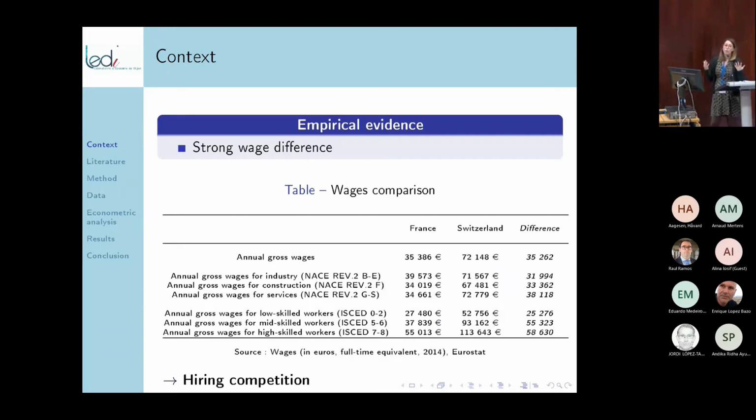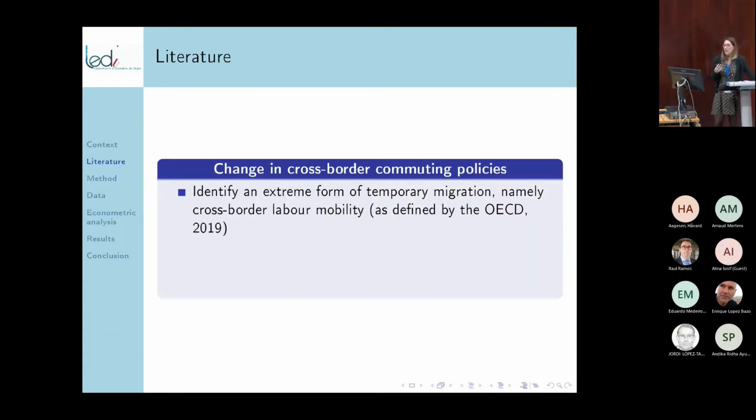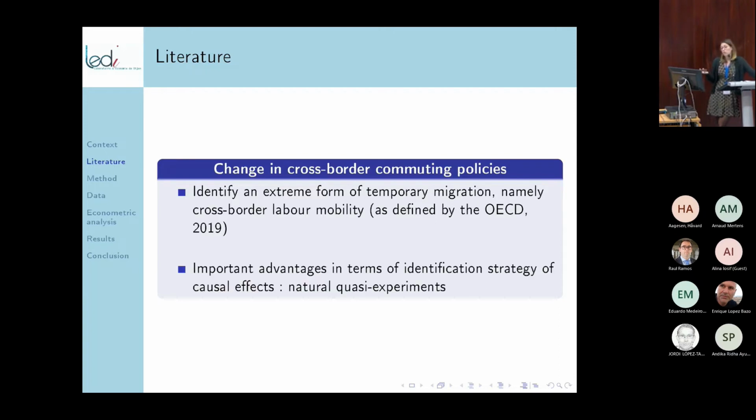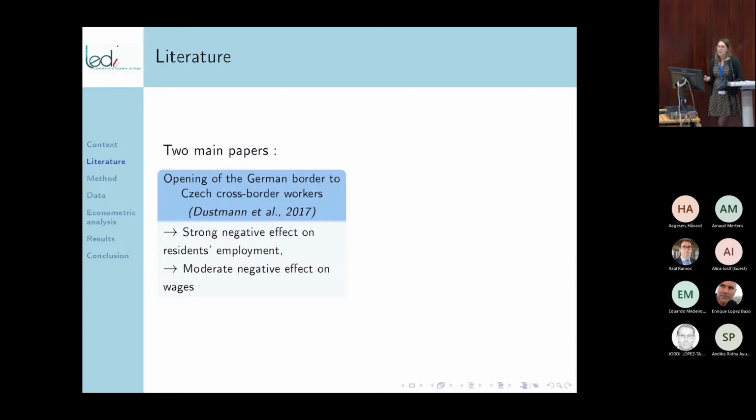So after presenting some empirical evidence, now let's talk about the literature. Recently, some papers explored the change in cross-border commuting policy that allows, first, to identify an extreme form of temporary migration, namely cross-border labor mobility, as defined by the OECD. And second, it has a really important advantage in terms of identification strategy of causal effect, as it becomes possible to use natural quasi-experiments. Therefore, 2 main papers use this change in cross-border commuting policy.